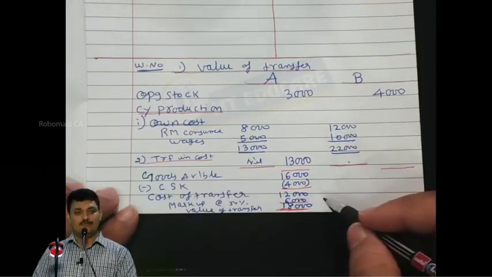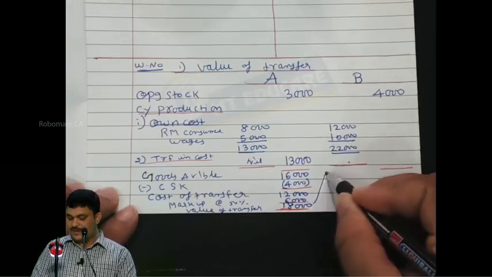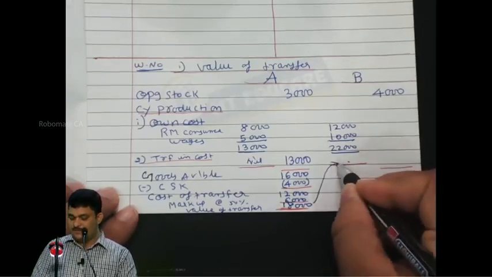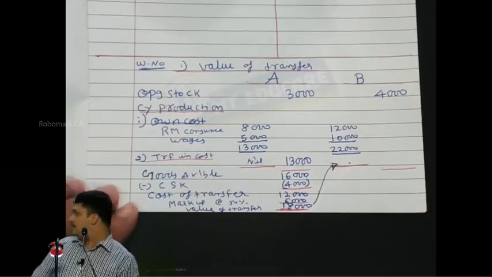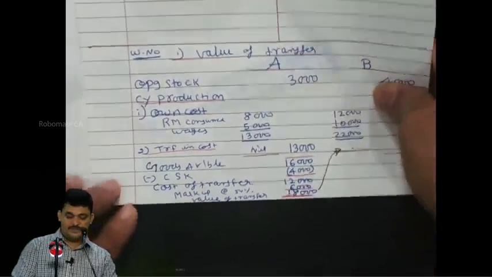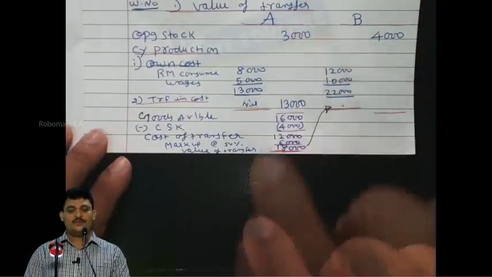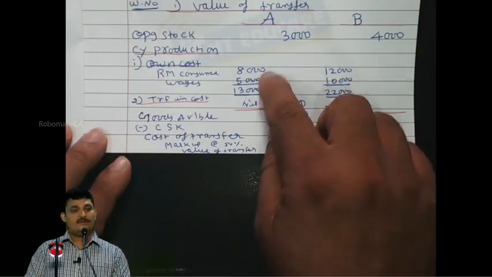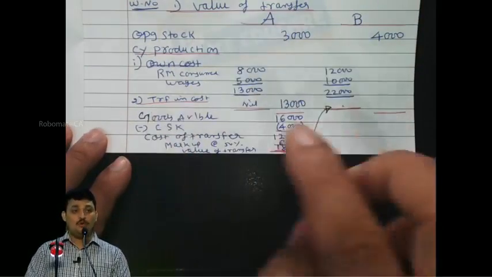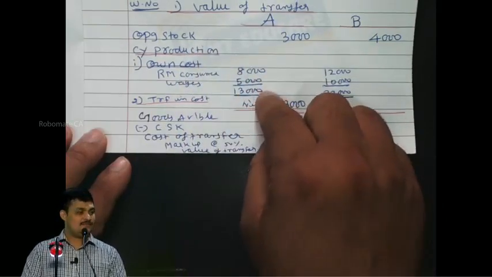Now this 18,000 is the amount which is the transfer cost for department B. Are you following? So let me provide the information once again. If it was so congested, it's okay. Opening stock is 3,000. Then current year production has two components, own cost and transfer cost. Own cost is 13,000.